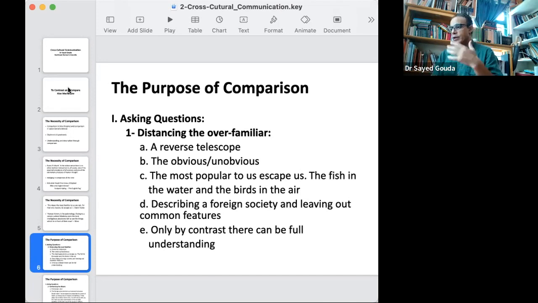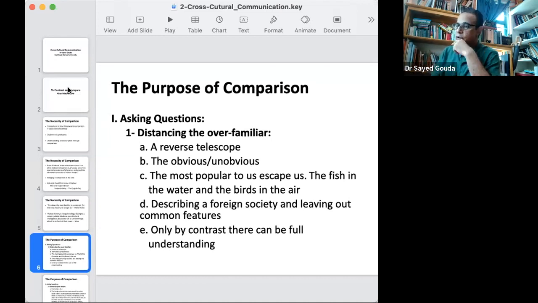The first thing, in the first stage of asking questions, suggesting questions, posing questions, the first thing we should do is distancing the overfamiliar. What is the overfamiliar? It is our daily routine, our local and native culture. We need to distance ourselves. This just reflects what I have just said and all the quotes I have just read by Karl Marx and David Hume. We need to distance ourselves a little bit from our native and local culture in order to see our culture with fresh eyes, to see our culture anew.